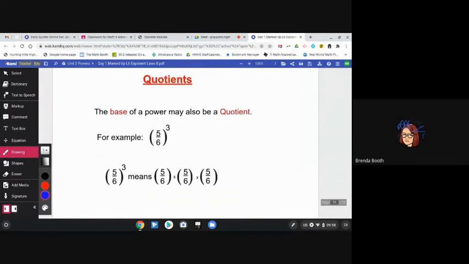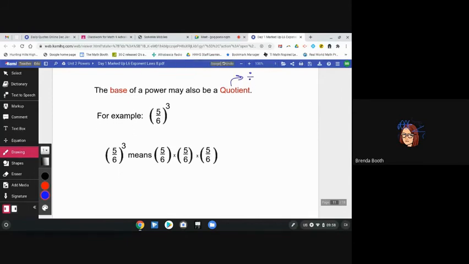So, you know, we had that law called power of a product. We can also have power of a quotient. So remember, quotient is that word that means you're dividing. And so it's kind of the same rule. When you look at what we did with power of a product, we said the exponent applied to every piece of the product. And now with a quotient, we're saying, yep, same thing. That exponent is going to apply to every piece of the quotient.